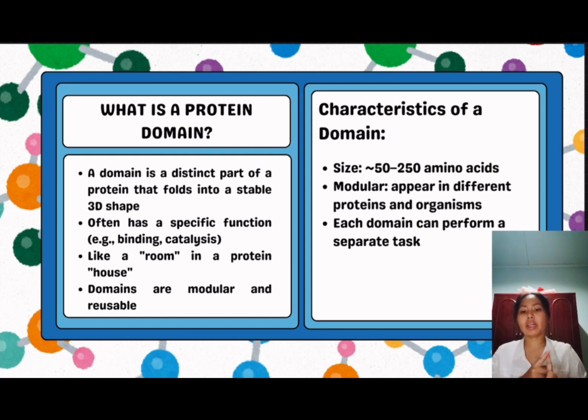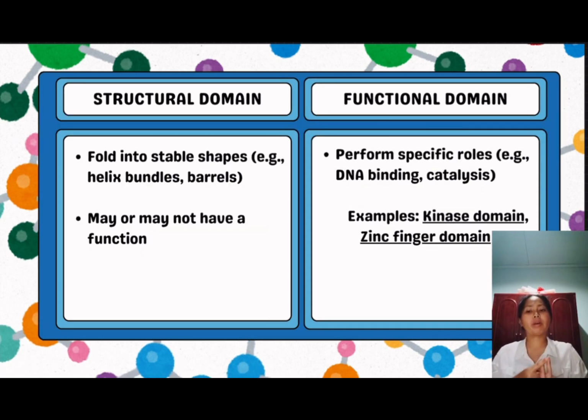One might bind to DNA, another might catalyze a reaction, and another might help the protein interact with other molecules. Now there are two main kinds of domains, structural domains and functional domains. Now structural domains are like the architecture of the room, the walls, the ceiling, and the furniture. They fold into a specific stable shape, and even if you take them out of the protein, they still hold their form.